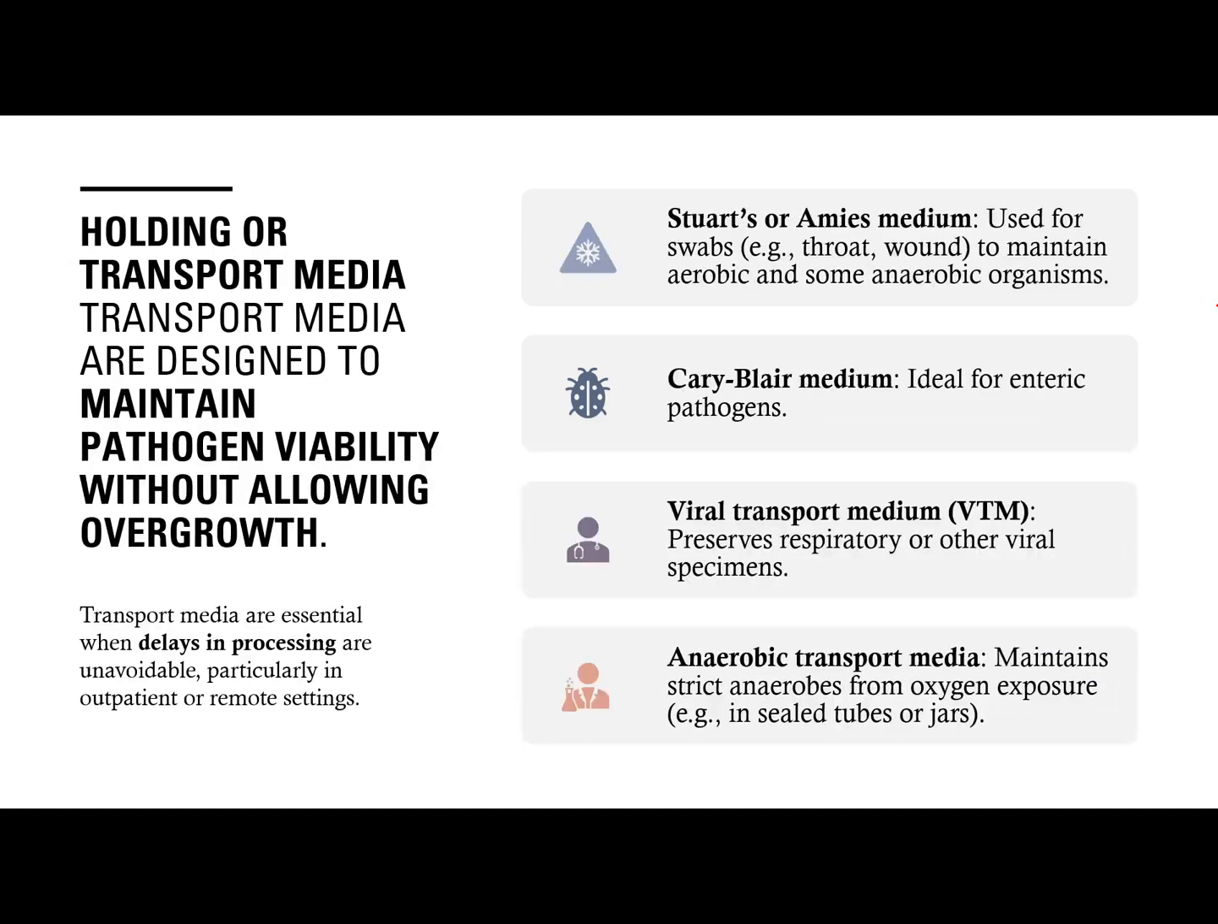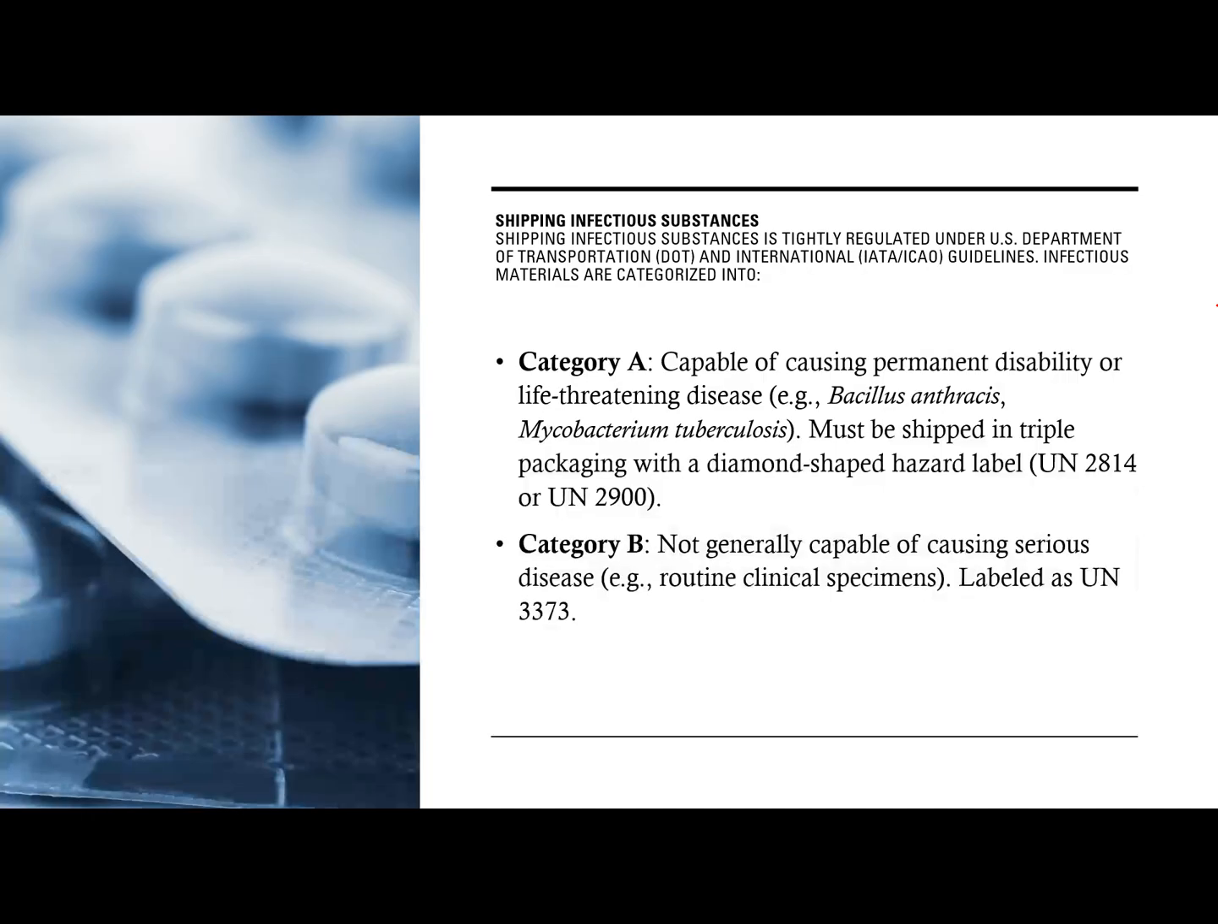Then there are also transport media. Whenever there would be delay in processing, you would use these, class. So we have your Stuart's or Amies medium used for swabs, class, so mga throat swabs, wound swabs. Cary-Blair, ideal for enteric pathogens. VTM, yung viral transport medium, used for respiratory or viral samples. Anaerobic transport medium maintains strict anaerobes from oxygen exposure. Examples are sealed tubes or jars.